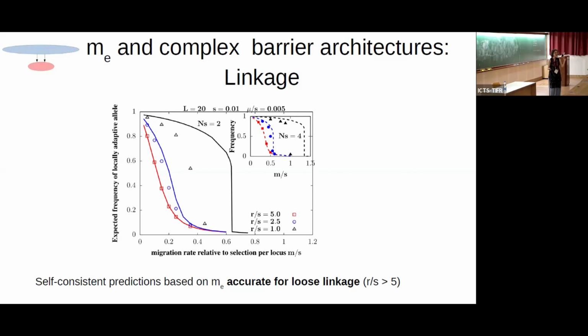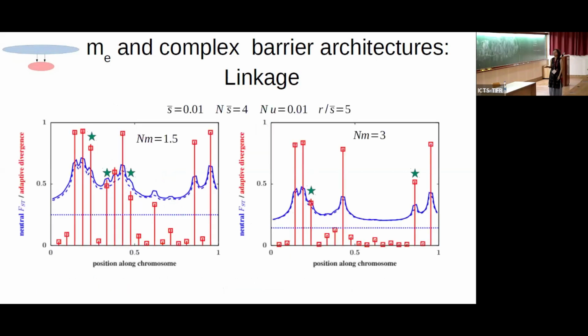So basically anything where R by S is greater than 5, but it starts breaking down, and it definitely breaks down for R by S equals 1, so when recombination is as strong as linkage. Because if you remember the argument that I made, that let's just replace m_e with m, it required that these associations between loci break down much faster than evolution acts at a single locus, and that will not be true once linkage is strong.